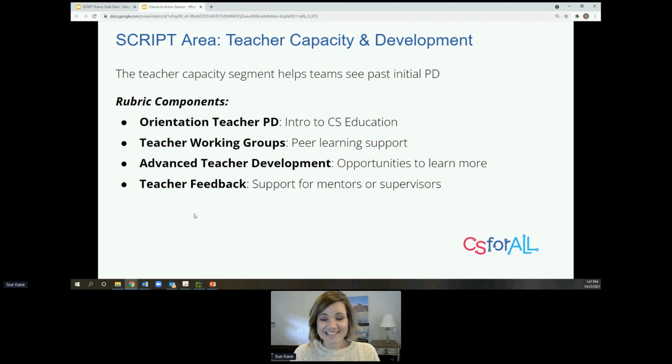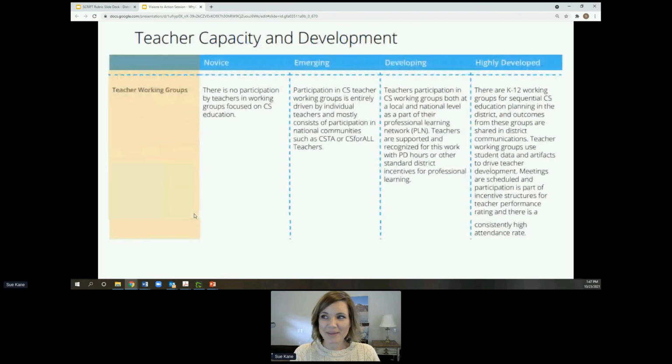So I'm going to show you now a sneak peek at one of the rubric rows, I guess. We're in the teacher capacity and development rubric right now. And what I want to show you about when I mentioned that districts can make goals like that, and they can assess where they're at, is a really powerful process for helping a team build a strategic plan. Here you're looking at, do teachers work in groups? It's in that teacher capacity and development.